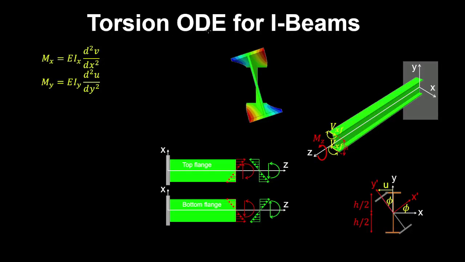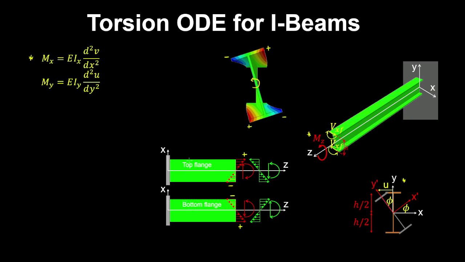Let's derive the torsion ODE for I-beams that are not free to warp. So consider this I-beam that's restrained at one end and it's subjected to a torque. So this I-beam is going to twist, which is shown schematically here, and it's also going to warp. And the top flange is going to warp out of the plane on this side and into the plane on the other side. And similarly, the bottom flange is going to warp out of the plane on this side and into the plane on this side.